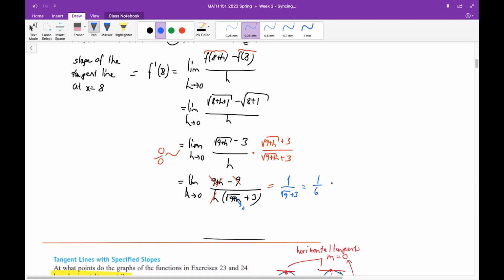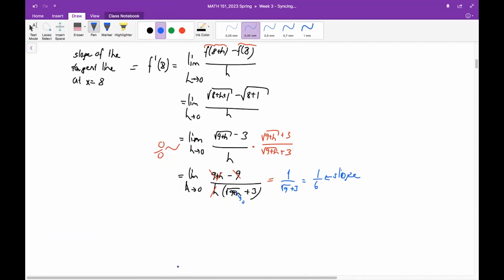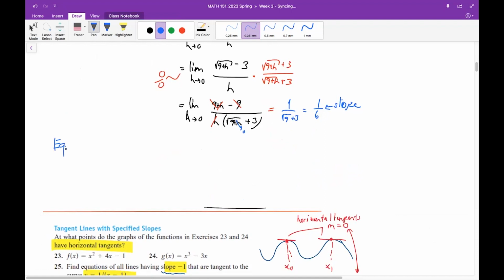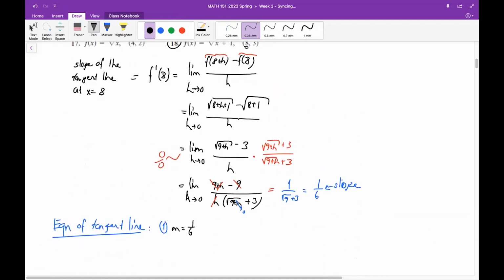This is what? This is the slope of the tangent line. Remember, we start by this expression, slope of the tangent line. So this is our slope. Now I am ready to construct the equation of the tangent line. Okay, equation of tangent line. To construct this equation, you need to know two things. First, the slope is known as 1/6, which we computed by using this limit definition.